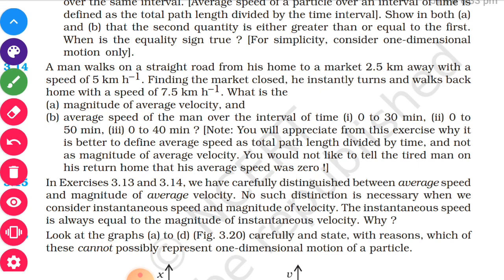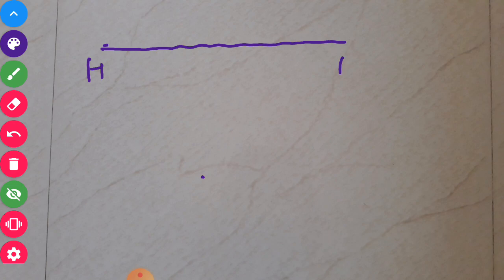So we calculate it. Keep your textbook open while you watch this video. Here is the thing which is given, I am drawing it for you. Say here this is the path, here is home, this is the market. The person is moving at the speed of 5 km per hour, and the distance between home and market is 2.5 km.